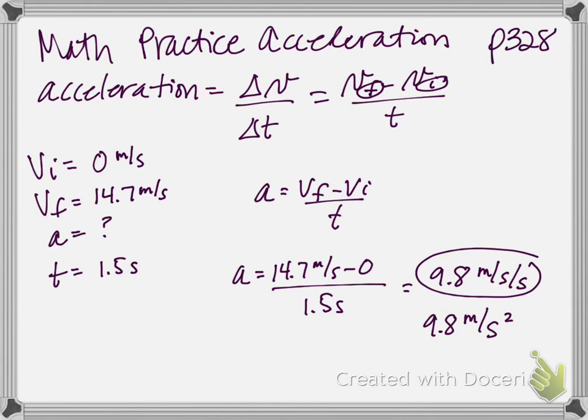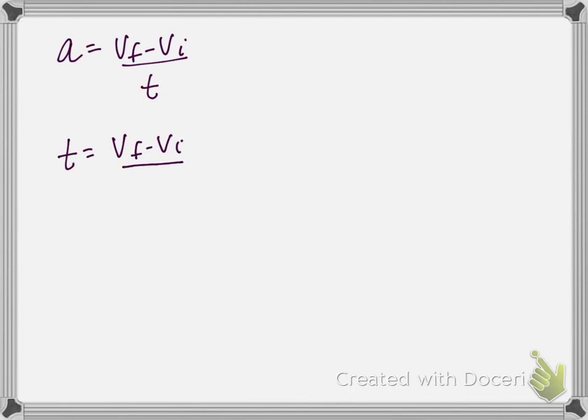Now, before I let you go on to the rest of your practice, let's map out these formulas again, just in case you didn't get them in your notebook. So we start out with acceleration equals VF minus VI over T. What if we're asked for T? Well, you can do the algebra on your own if you want, or you can ask for help. We'll show you how to do it, or you don't have to do it at all. You can just write down VF minus VI over A.